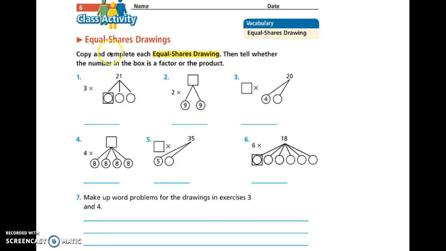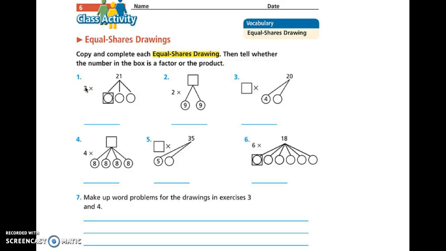we're going to be talking about equal share drawings. It says copy and complete each equal share drawing, then tell whether the number in the box is a factor or a product. So, if I look at these, they look a little strange, but your answer up here, this is your product. This is the answer that you are going to get. And then this is one of the factors.